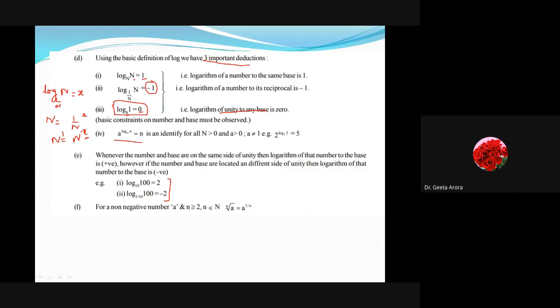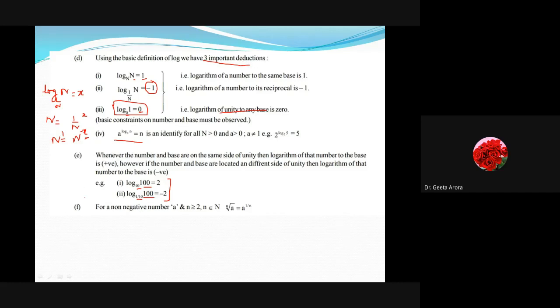Whenever we say the same side or different side, it just means that if we have 10 and 100, correct, both are more than 1. So here we are getting a positive value. But if we have 1 by 10, then 1 by 10 raised to which number will give me 100? Obviously it should be negative, correct? So this is what it means.